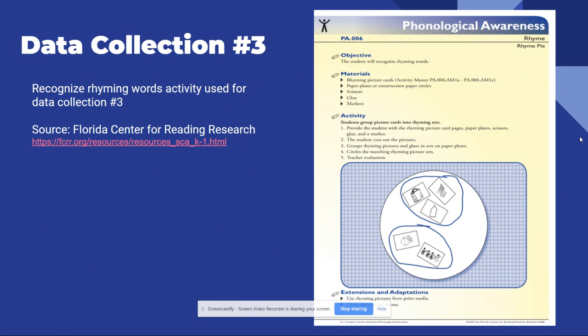So this was the activity for my data collection number 3 that was taken from the Florida Center for Reading Research. This was the objective: the student will recognize rhyming words, the materials that were provided, and this was the activity that was done with the students.